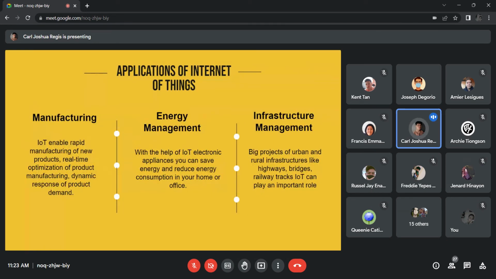Next is manufacturing. IoT enables rapid manufacturing of new products, real-time optimization of product manufacturing, dynamic response of product demand.